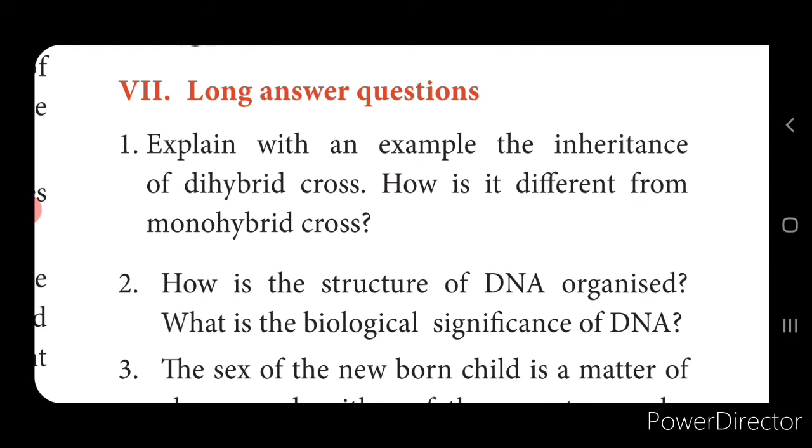Now your homework for today is that on page number 272 you have long answer questions. The first question is: explain with an example the inheritance of dihybrid cross and how it is different from the monohybrid cross. I have uploaded the PDF. You can refer to the PDF and you can get the answer for this question in the PDF. Please do write this question with the diagram in the classwork and submit the classwork in the school office on Friday.